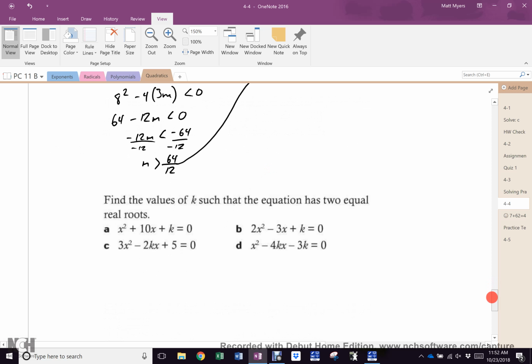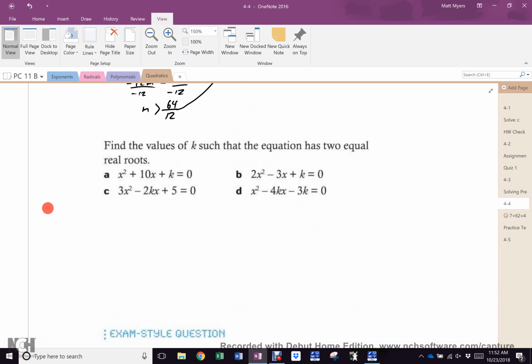Yeah. Lovely. And finally, A, B, C, D. 2 equal real roots. Go. What's A? K equals 25. What's B? K equals 9 over 8. 9/8 was C. K equals plus or minus root 15. And what's D? K equals 3 over 4. I have negative 3 over 4. Oh, yeah, negative. Sorry. Okay. Everyone is okay there? Yeah?